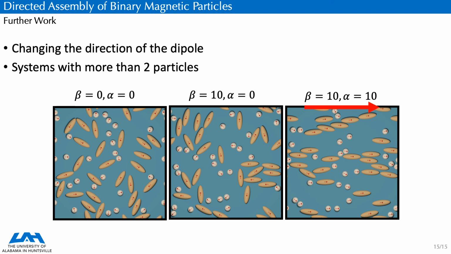The direction that we're currently going right now involves systems with more than 2 particles. In the figure shown, we have about 32 particles with 2 different sizes, and we're looking at how beta and alpha are going to affect the configurations in larger systems.